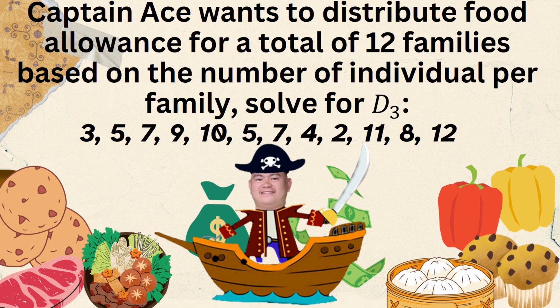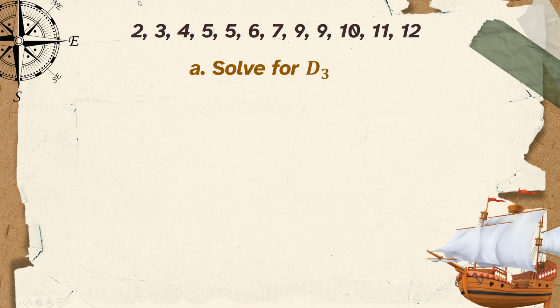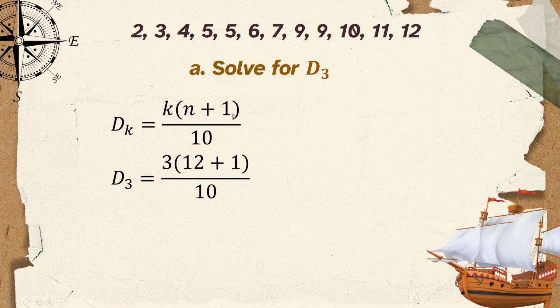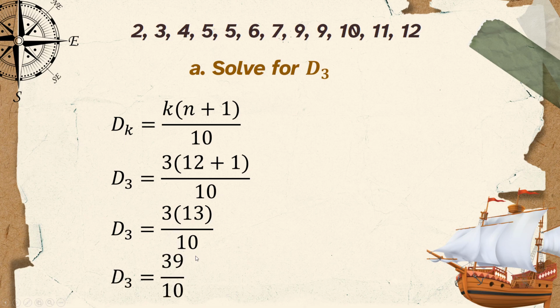Another example, same problem, but we are looking for the third decile. So we will arrange in ascending order. After that, we will calculate the position. So we are finding for the third decile. So therefore, our k is equal to 3 and our n is equal to 12. Substitute: 12 plus 1 is equal to 13. 13 times 3 is equal to 39. 39 divided by 10 is equal to 3.9. Our answer is with decimal again. Therefore, we will proceed to linear interpolation.